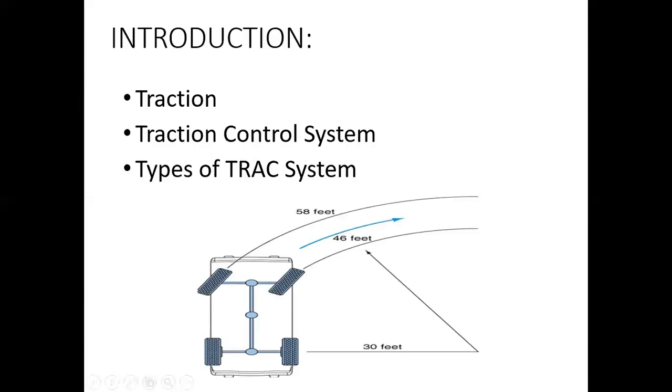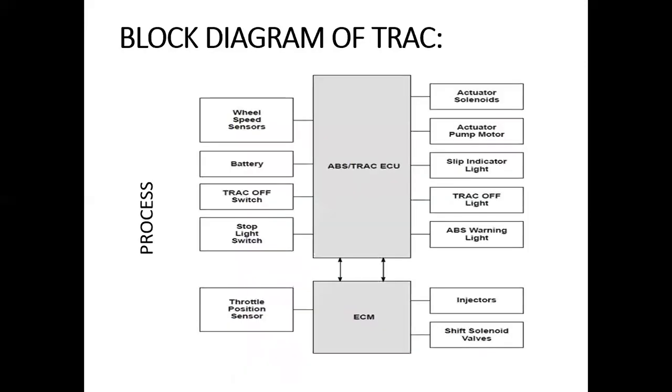Introduction to the traction control system. It has three parts: the traction control system and the types of traction control system. These are the main processes of these conditions. So the angle between the input and output will be varying with respect to the concept. This traction control is explained by a block diagram, that is a block of components.